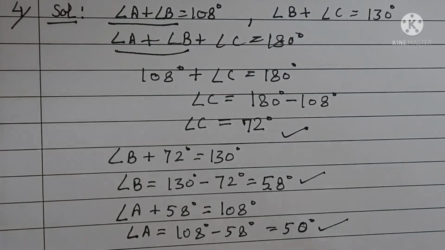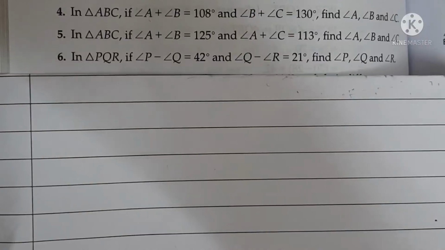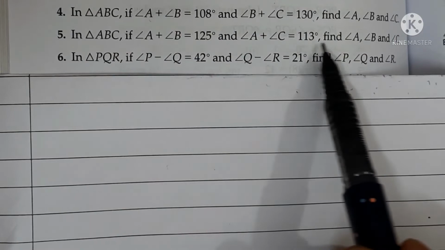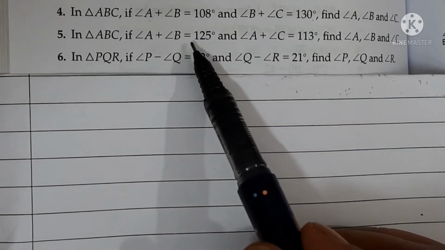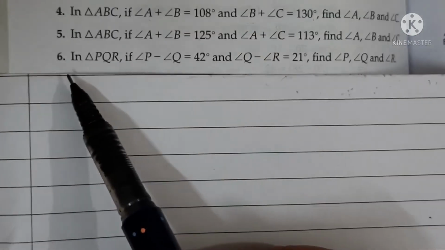Substitute for angle A plus angle B plus angle C is equal to 180 degrees. So look at question number 5. You can solve it using the same method as question number 4. Come to question number 6.